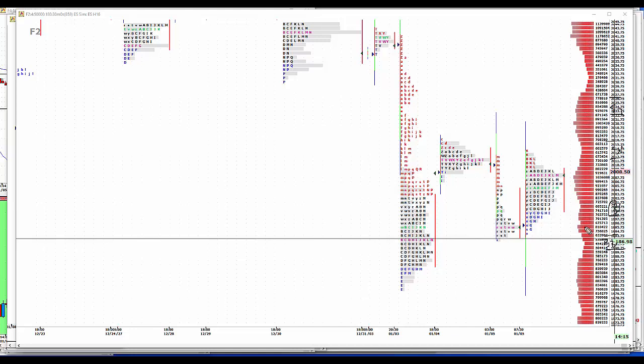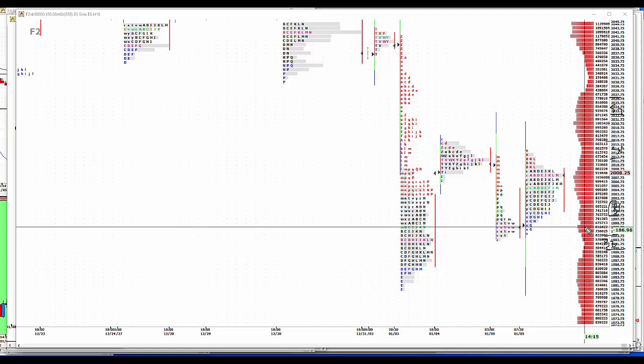We do have news tomorrow that could impact the trading. We also have news on Friday, non-farm payrolls, that will impact the trading. And we'll go over those numbers here in just a moment.